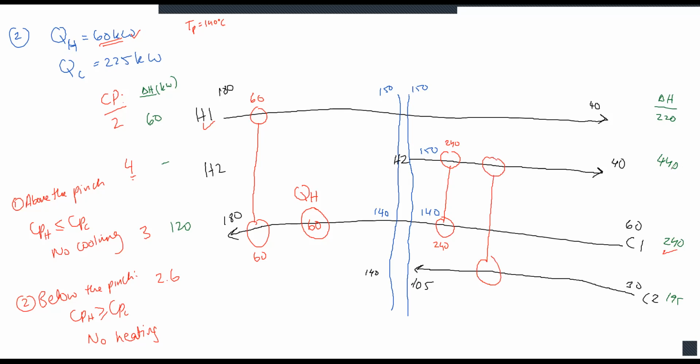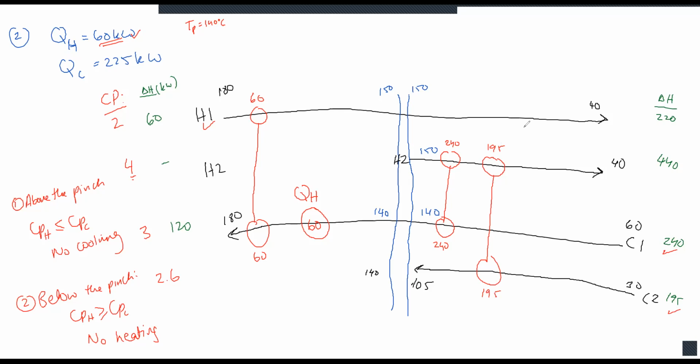And so this H2, I already used 240. I have 200 left. C2 needs 195, so I'm going to transfer all the 195 here. So this is done. Both my cold streams are done.